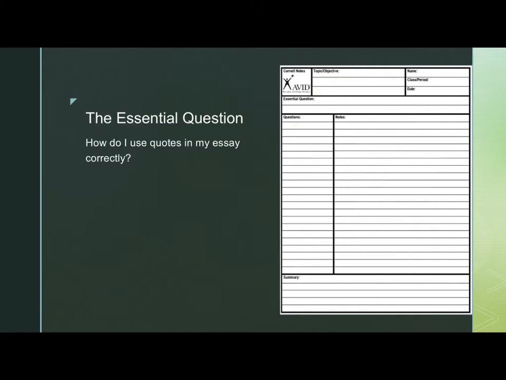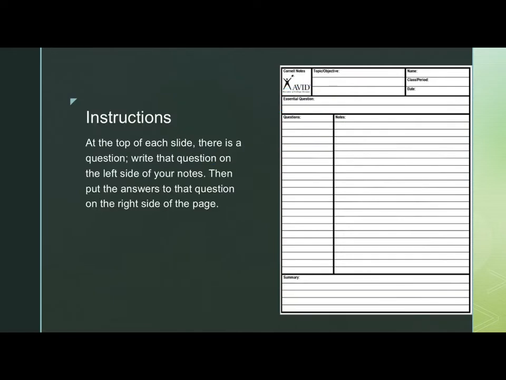Beneath the topic and objective box, there's another box called the essential question. The question you should put in that section is, how do I use quotes in my essay correctly? As you continue to work through the presentation, at the top of every slide, there's a question. So you will write those questions on the left side of your notes, and then you're going to put the answers on the right side of the page.